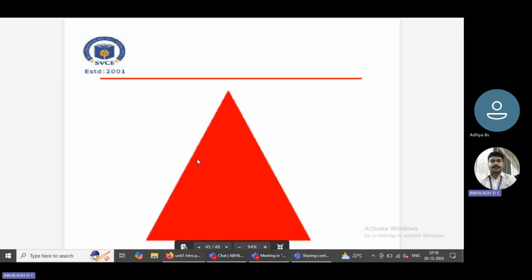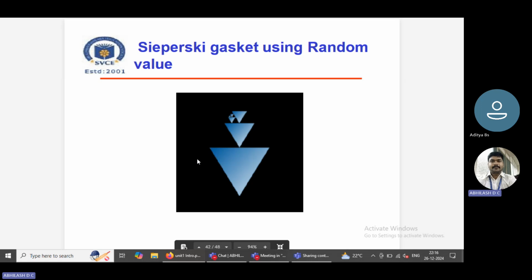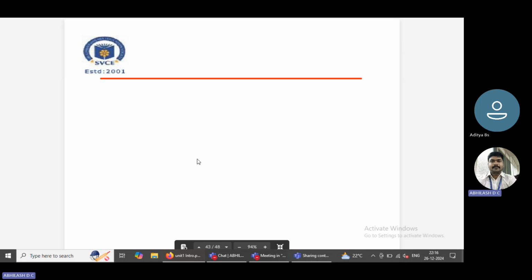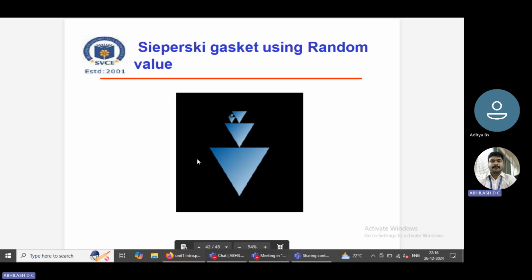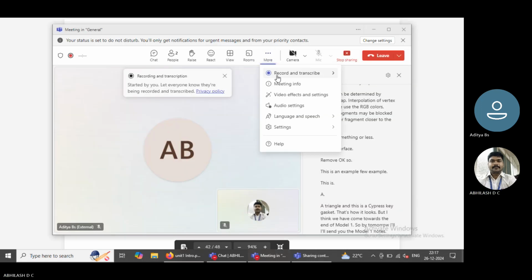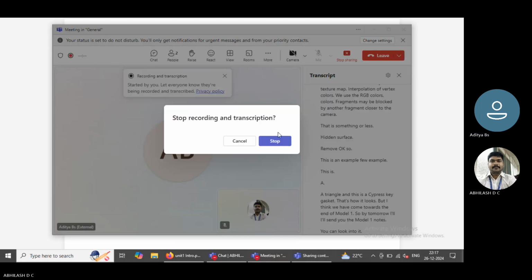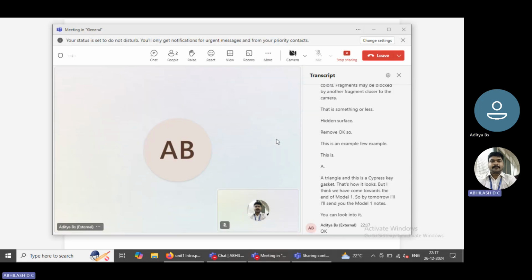So this is an example, a few examples. This is a triangle, and this is a Sierpinski gasket. That's how it looks. So I think we have come to the end of module 1. By tomorrow, I'll send you the module 1 notes. You can look into it. Okay, sir.